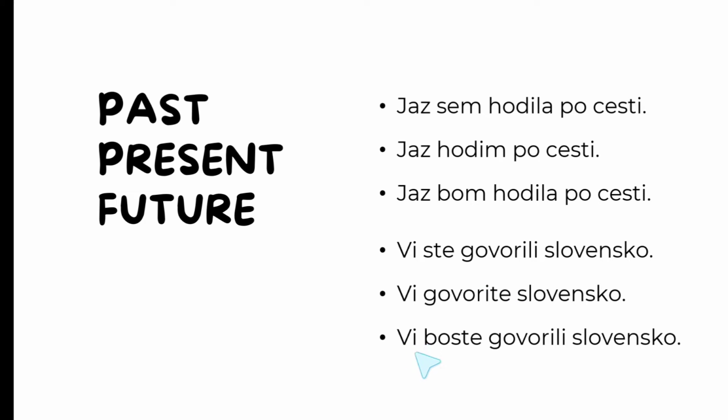And then we have the future tense sentence. Vi boste govorili slovensko. You will speak Slovene. Boste is future tense to be, so just like in English, will be. You will be speaking Slovene, for instance. And as you can see, again, it's just the same as the past tense, just that instead of ste, we say boste.